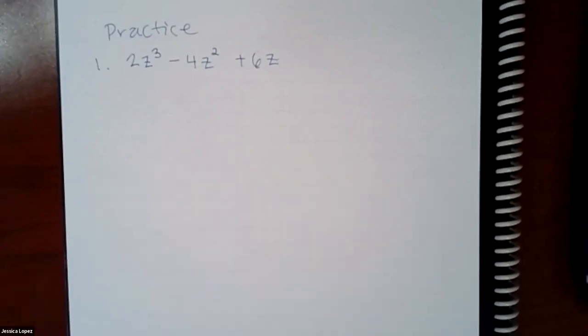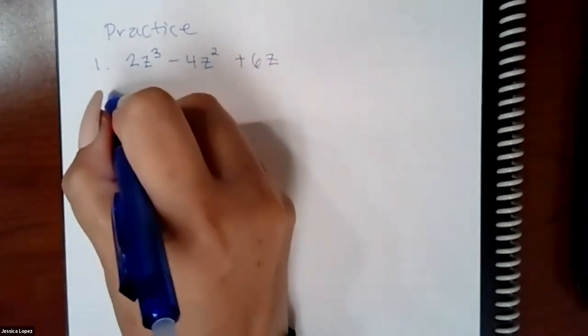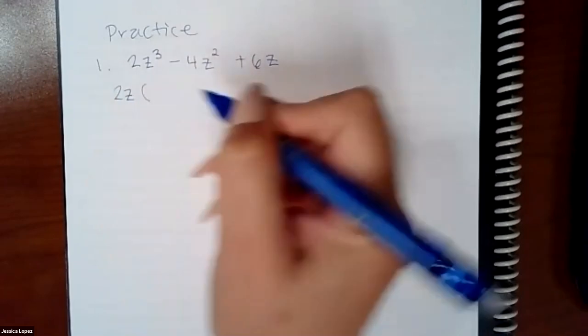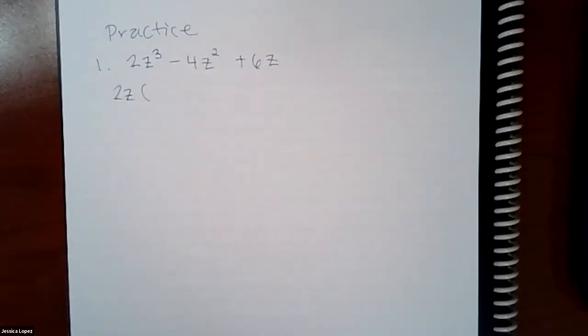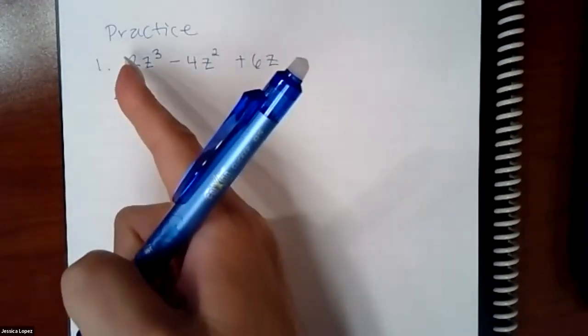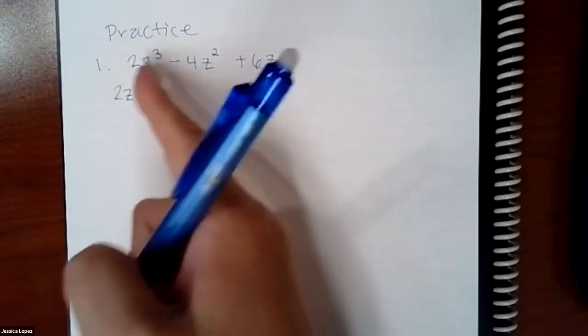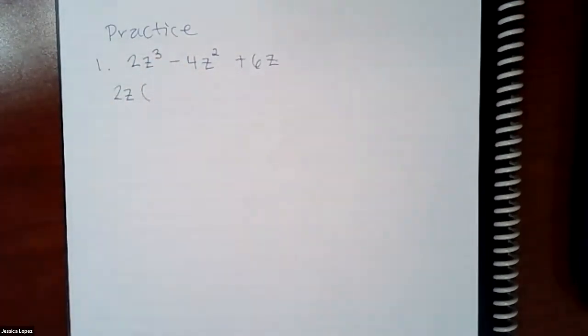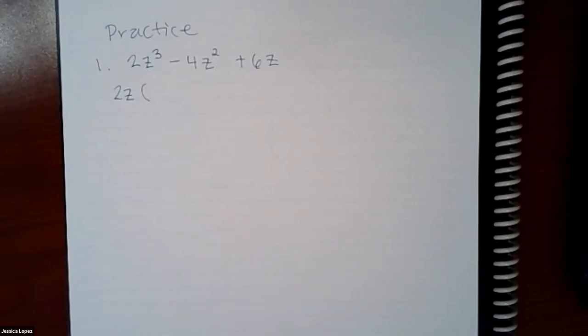Anybody want to come off of mute and tell me what we have in common for all three? 2z. Mm-hmm. So then 2z comes out, and then I can do this part in my brain, right? What happens if I divide this by 2z? What do I get? Z squared. Mm-hmm.